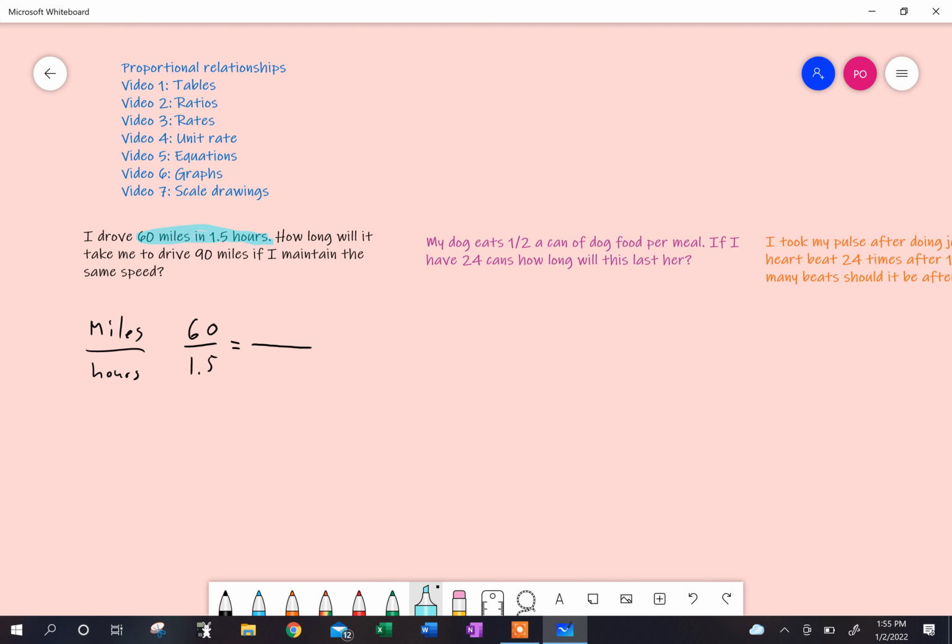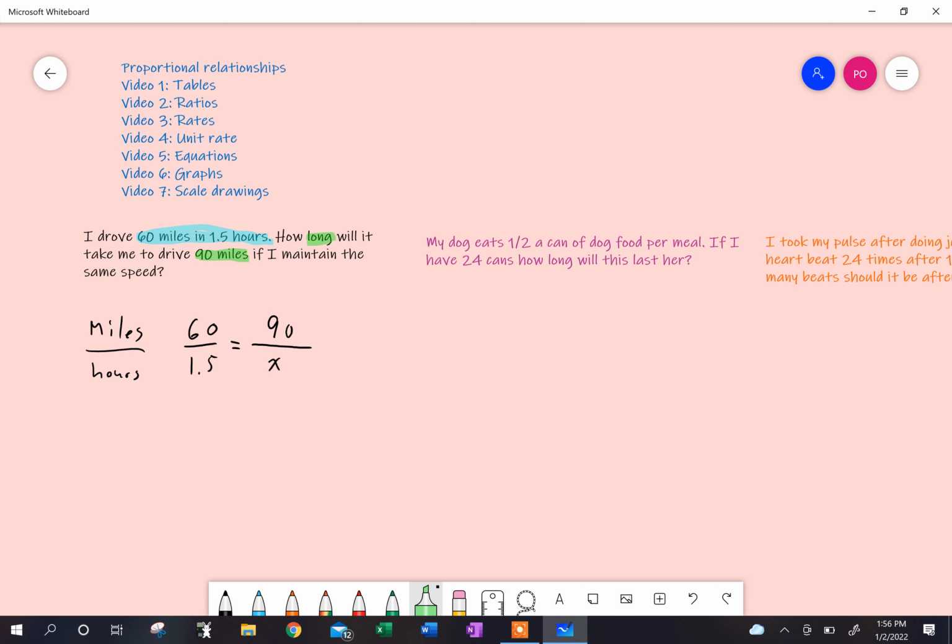The next part says, how long will it take me to drive 90 miles? So what do I know? I have 90 goes up here. So I'm trying to figure out how long will it take me? How long? That's a time, not a distance. So that's going to be my x. I don't know what that is.